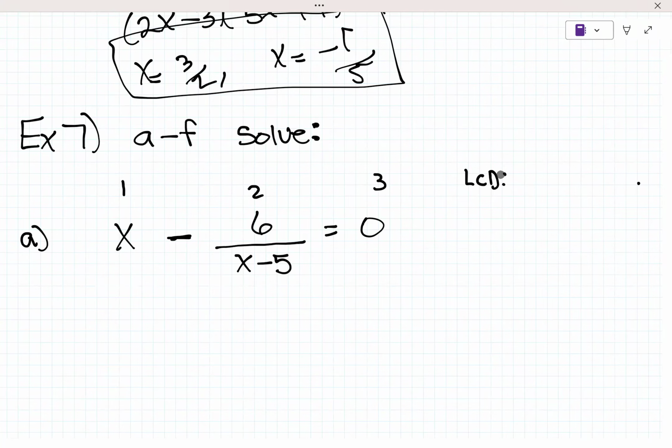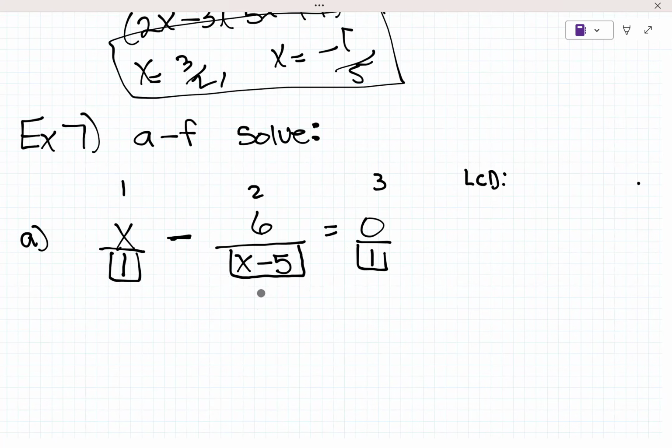The LCD can be a little bit difficult to find at first, but here's the trick. Look at your denominators. We have a 1, and then an x minus 5. They are in the most prime form, meaning they cannot be broken down. If it's not in prime form, you have to break it down or factor it. But because it's in prime form, we don't have to worry about that. All you have to do is look at the bases.